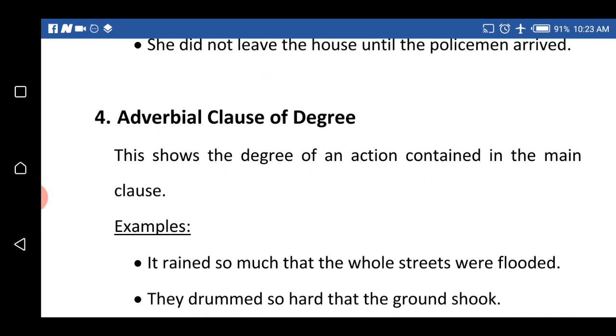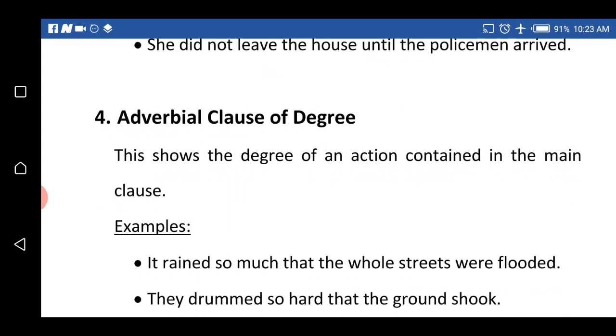Examples now. Example 1. It rained so much that the whole streets were flooded. So much that the whole streets were flooded typify the degree at which it rained.